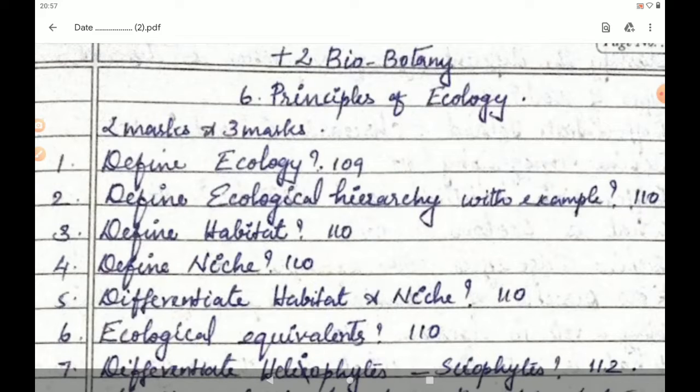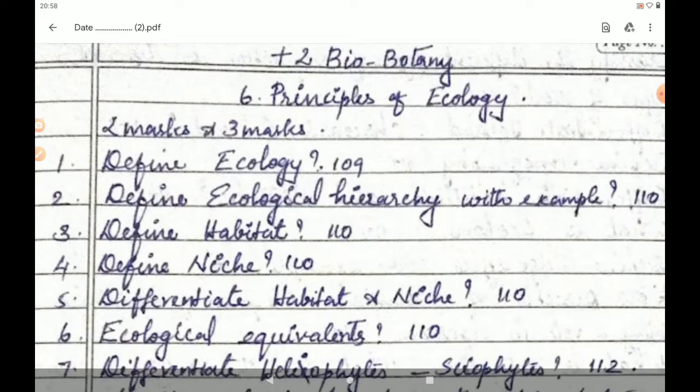Ecology is the study of reciprocal relationship between living organisms and their environment, and this definition was proposed by Ernest Haeckel in 1889. That is 1 mark, Ernest Haeckel. The next question, second question: define ecological hierarchy with the example.